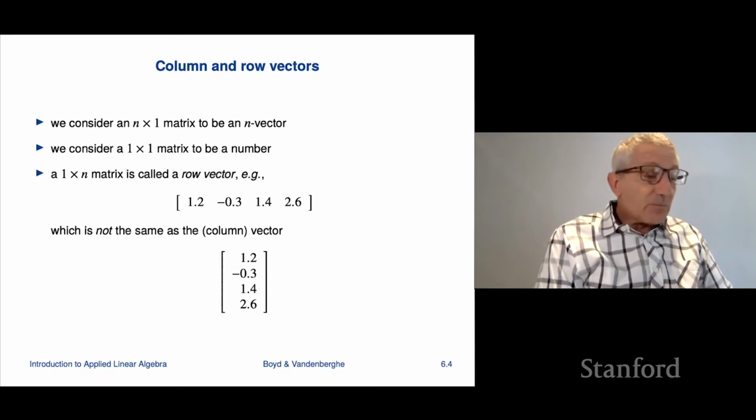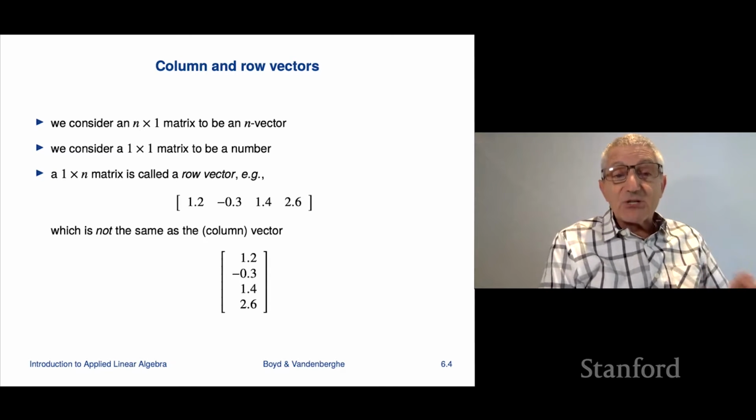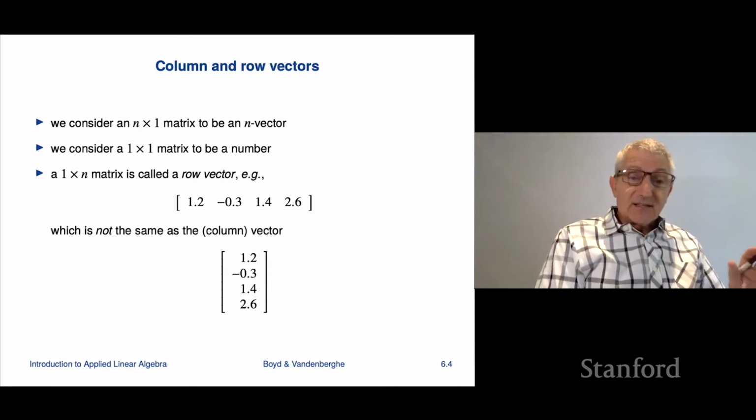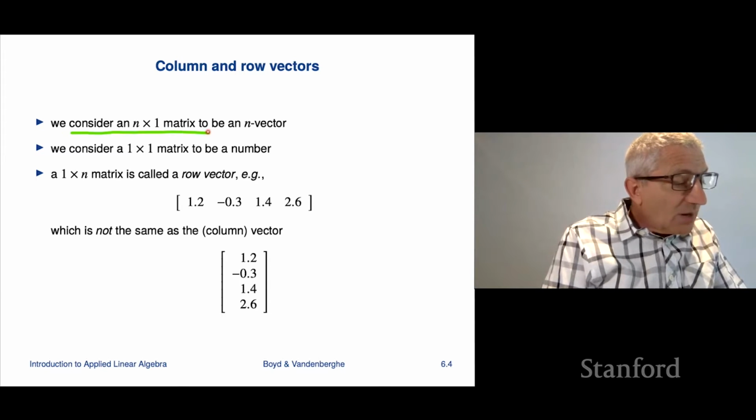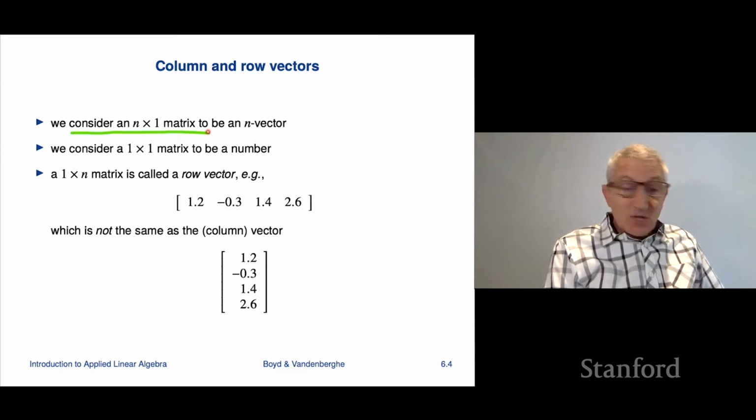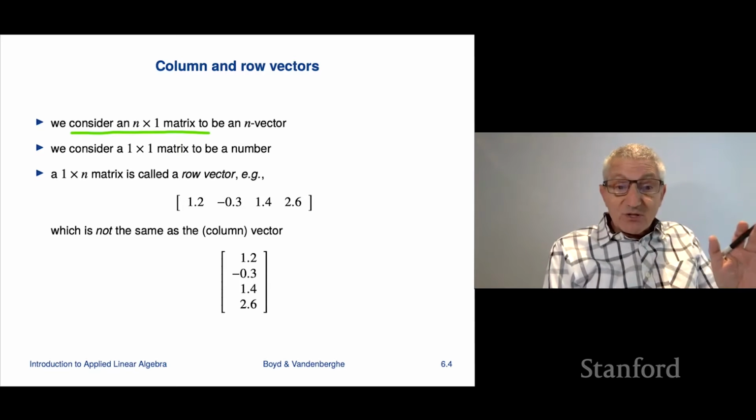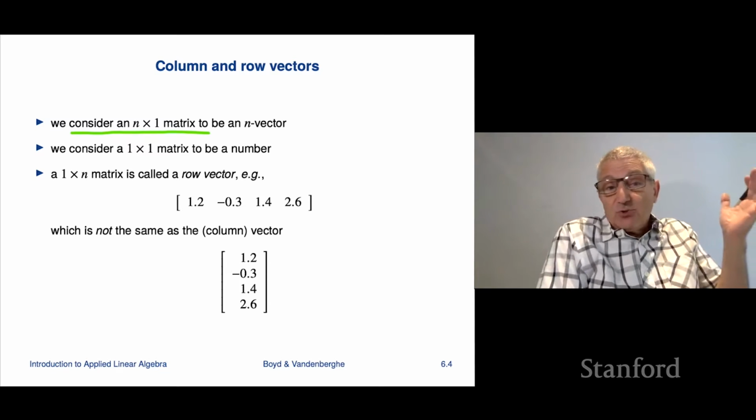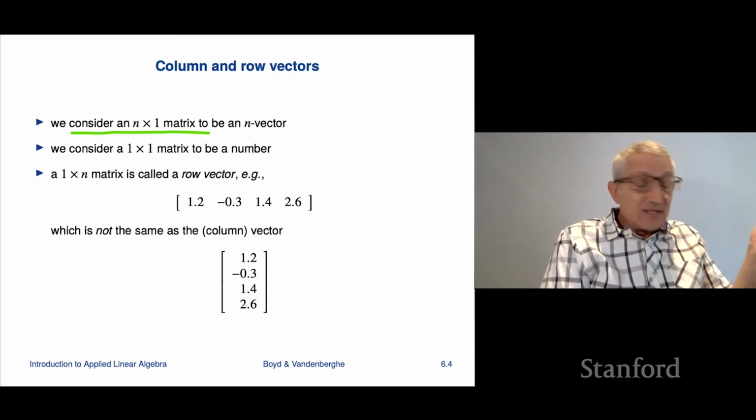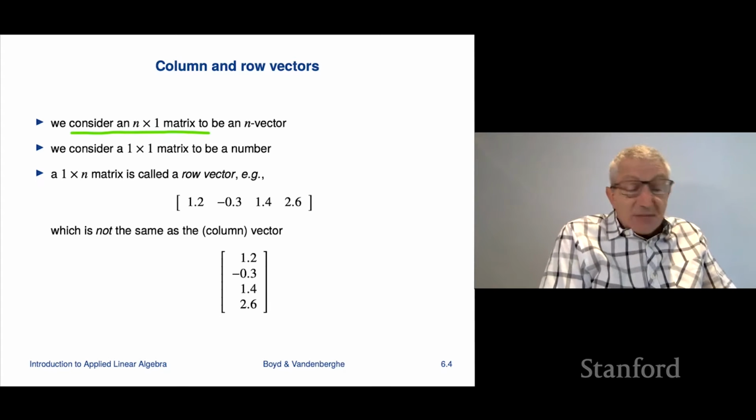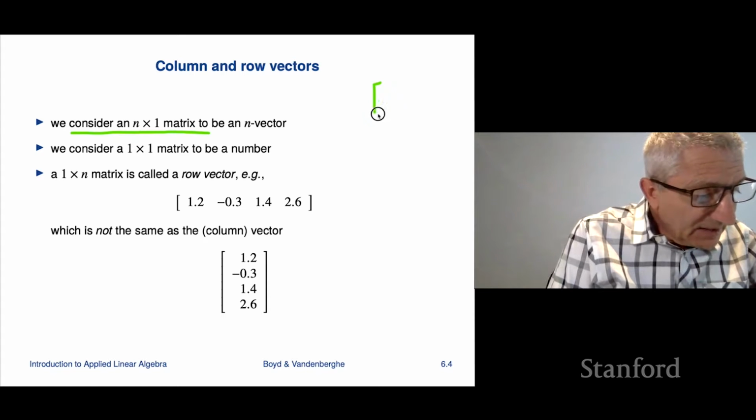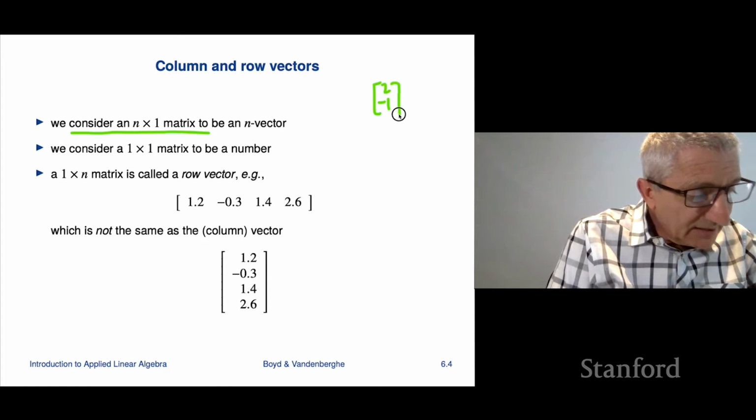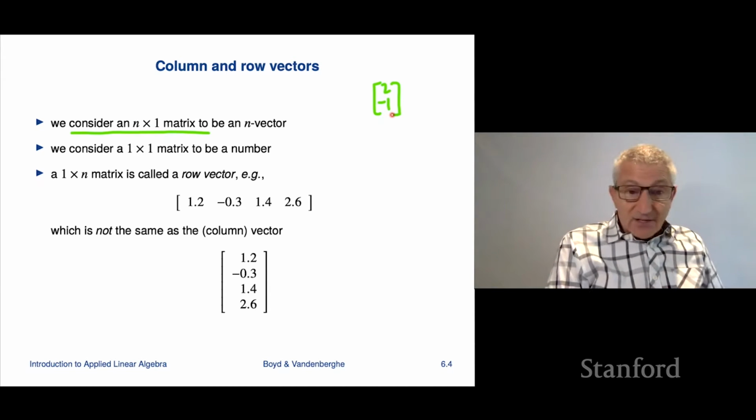Now, in fact, vectors are actually special cases of matrices. So let's see how that comes about. We're going to consider an n by 1 matrix to be an n vector, and vice versa. So if I show you an n vector, you can think of it as an n by 1 matrix. N by 1 matrix means it simply has a single column. That's all. So for example, if I write 2, minus 1 like that, and you say, what's that? You could say, well, it's a 2 vector. It is.